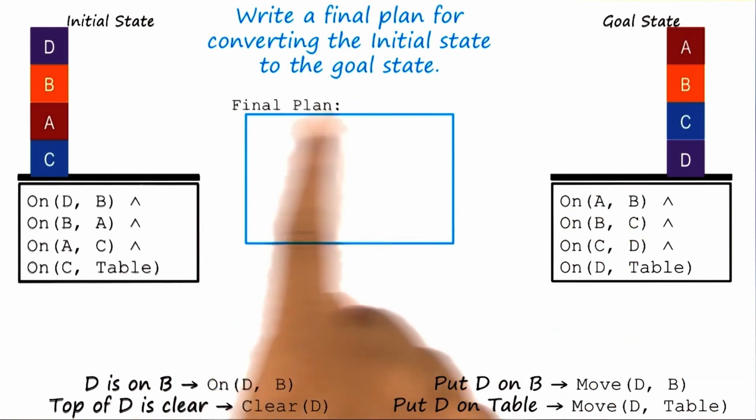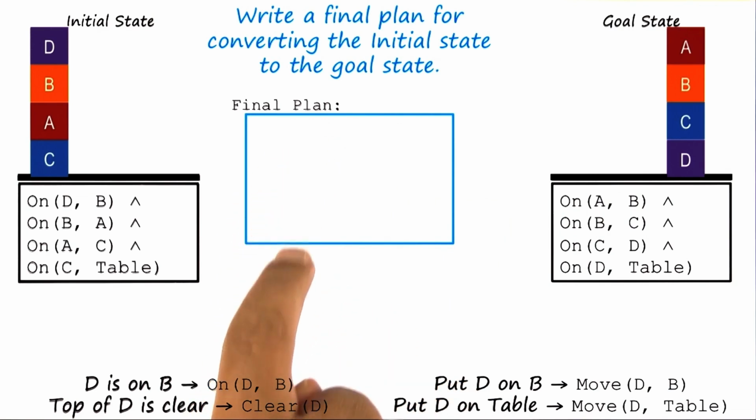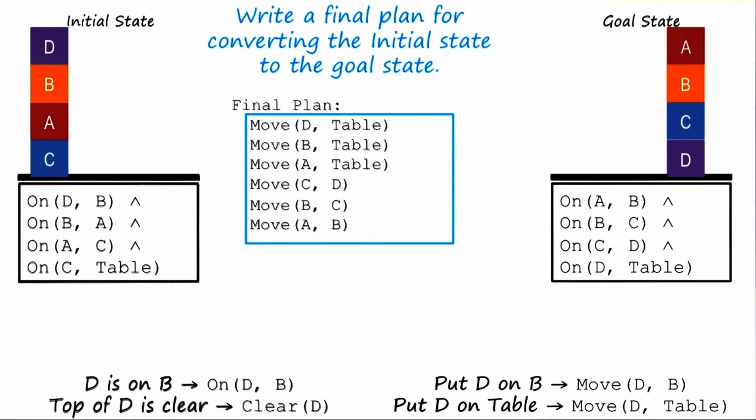Now that we know about the conflicts between these plans, please write down the final plan for achieving the goal state. To save space, just write down the operators. You don't have to specify all the states in this plan. David, what plan did you come up with?